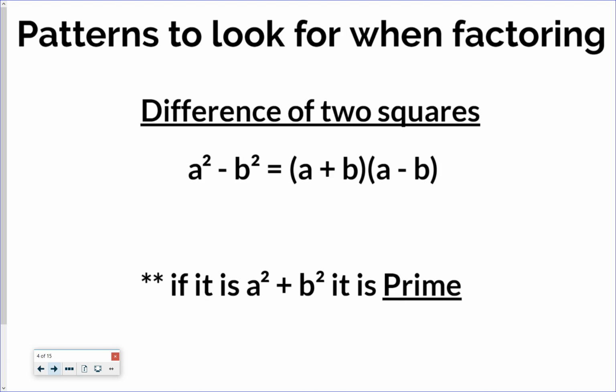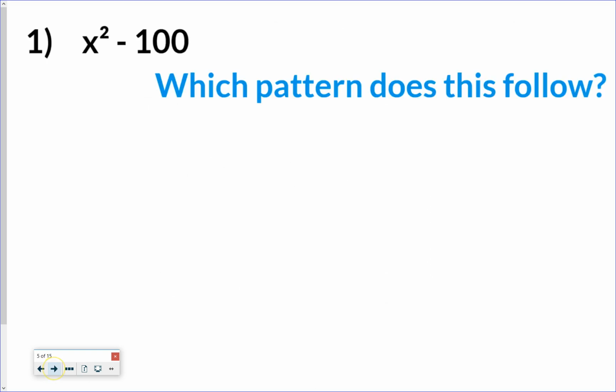There is a way we could use the imaginary number and bring it back in, but we're not going to. We're going to keep it simple for this part. So from now, if you see a sum of squares, we're just going to call it prime and say you can't do it. All right? Here we go.